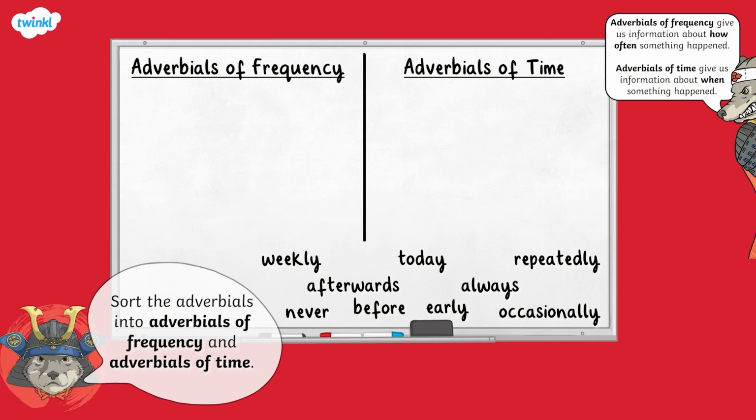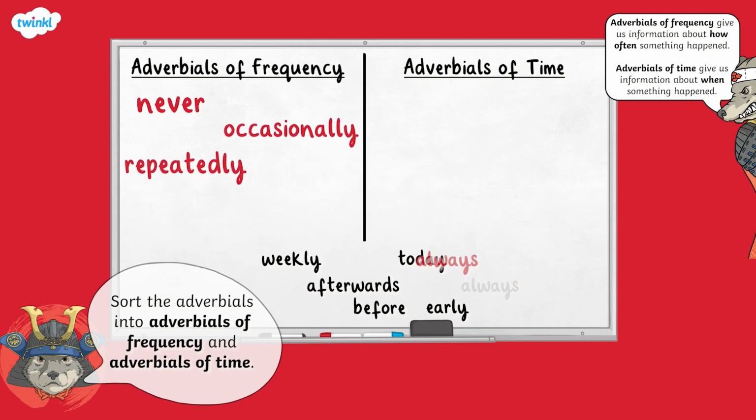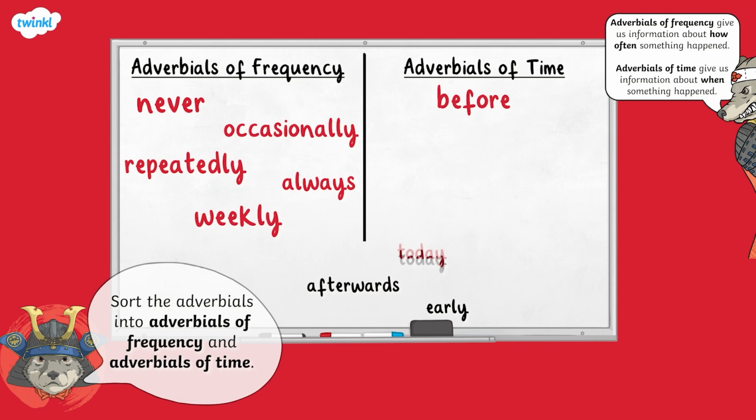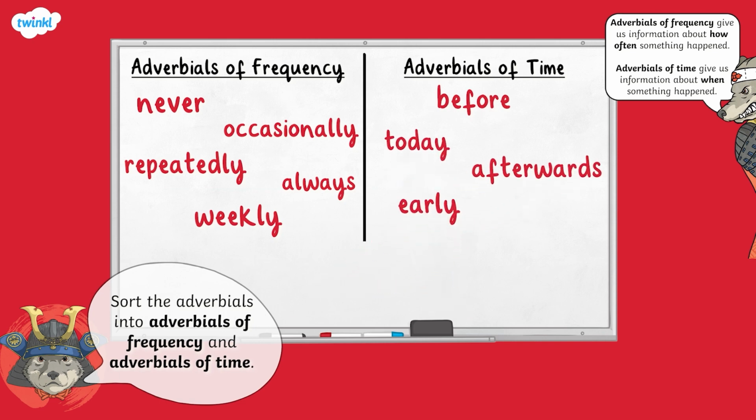How did you get on? Let's start by revealing the adverbials of frequency. They are never, occasionally, repeatedly, always, weekly. These tell us how often something happens. The adverbials of time are before, today, afterwards, early. These tell us when something happens.